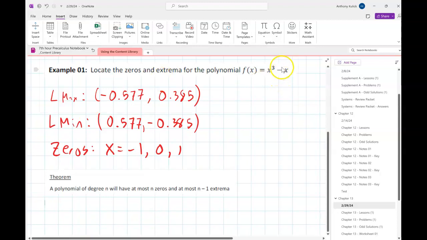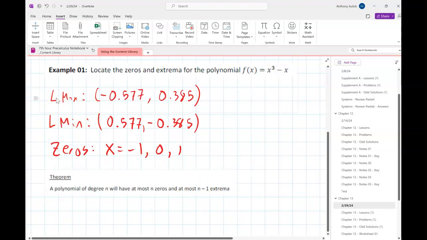So what's the degree for my polynomial in the previous example? What's the degree here for x cubed minus x? 3, right? So this theorem says I'll have at most 3 zeros. Here I have exactly 3. And I'll have at most 3 minus 1 or 2 extrema. We see that I have exactly 2 extrema.